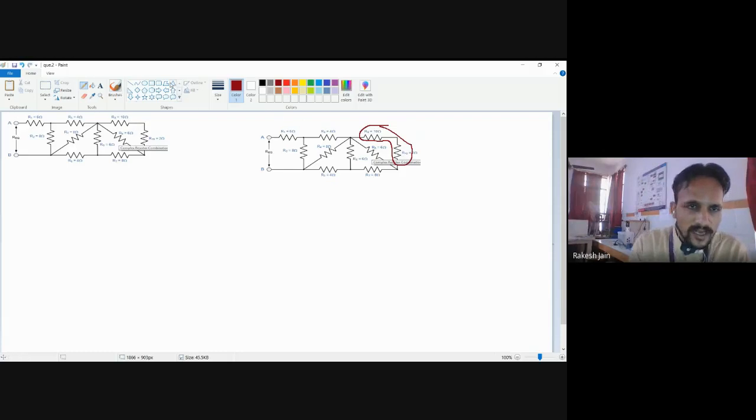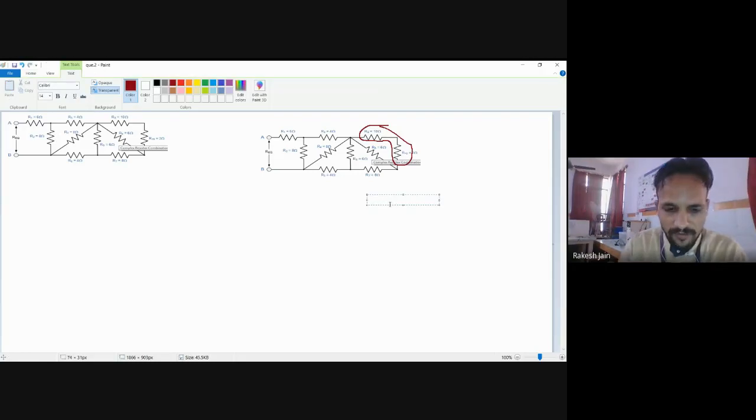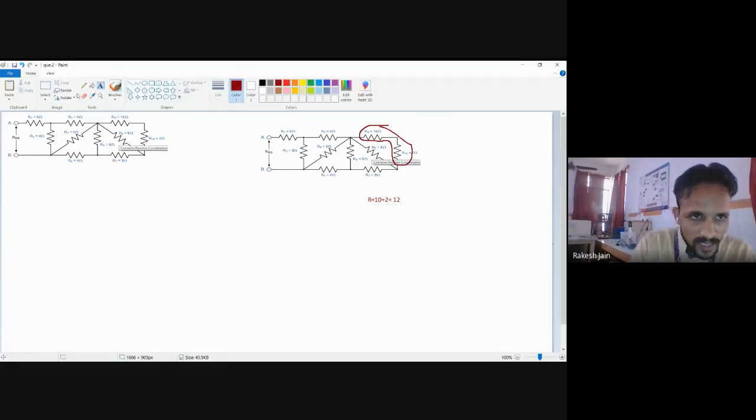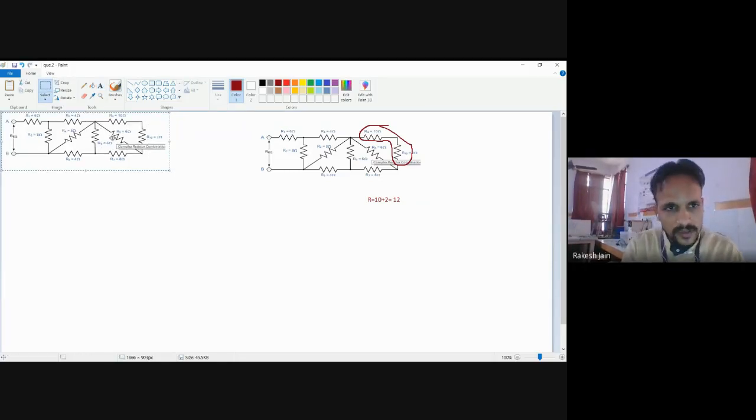And we know that whenever resistances are in series, then we will find out the total resistance as a sum of those two resistances. So here 10 ohm and 2 ohm are in series, so they will be equal to 10 plus 2, that is 12 ohm. So what will happen after this first step? We will again see this question.